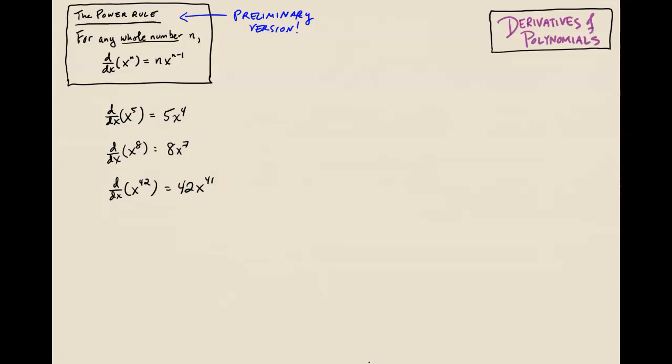And of course, even though we used the Leibniz notation to derive this result, we can express it in prime notation as well. For instance, we could say that if f of x is x to the 19th, then f prime of x is 19 times x to the 18th power. All the usual variations are possible here. If y is x to the 108th power, then dy dx is 108 times x to the 107.